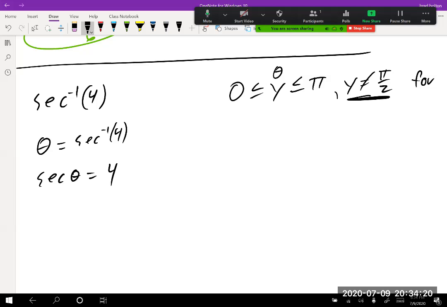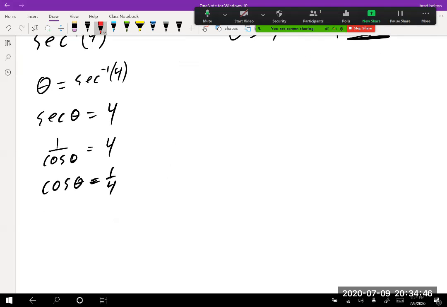So what I do is I find 1 over cosine of theta is equal to 4. Then I flip both of them, and this becomes cosine of theta equals 1/4. So what I'm looking for is the cosine of what angle would give me 1/4. Well, that's not one of the ones we have memorized, okay? So then we're going to take the cosine inverse of both sides, okay?